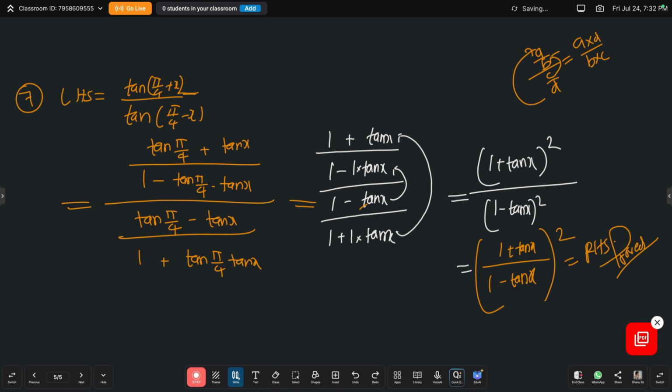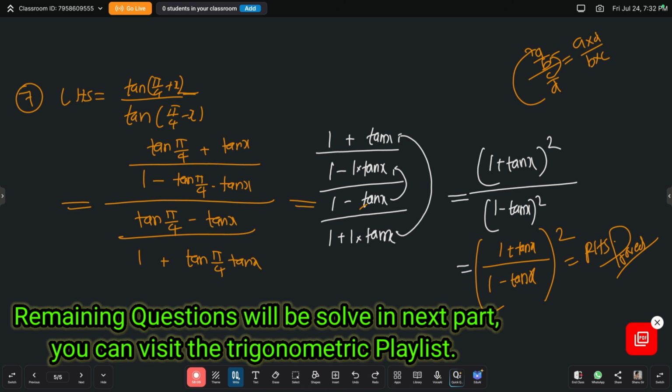See, in the proving part here, you have to think how to proceed. How can we solve? And there may be more than one method to solve, more than one.